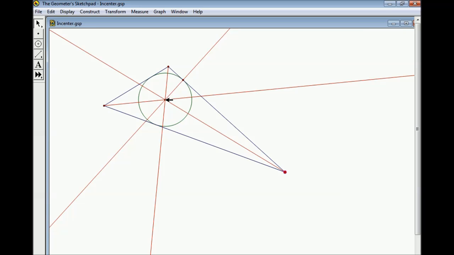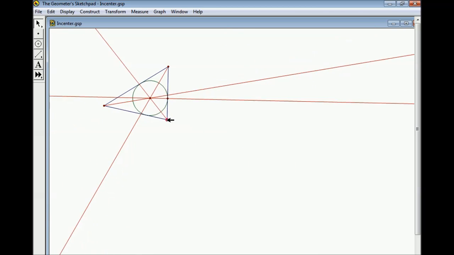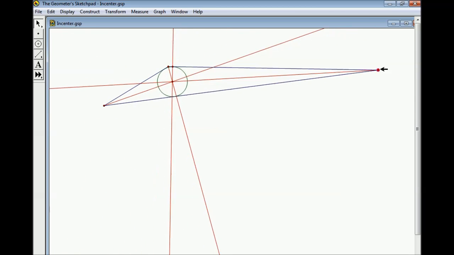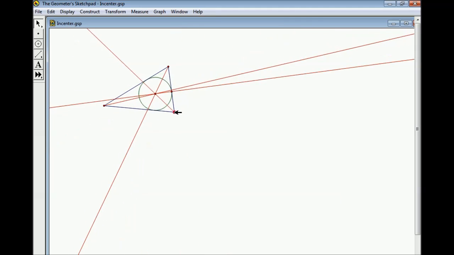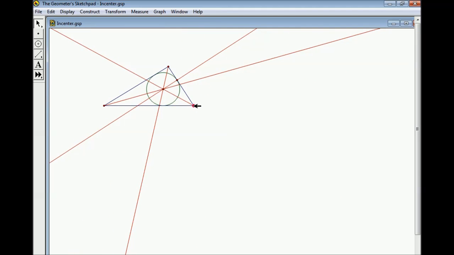So that radius is the same to every side of the triangle, no matter what I would make it look like. I can turn it into an acute triangle, an obtuse triangle, or a right triangle, and that distance from the center to a side remains constant because it's the radius of the circle. Okay, hope this helped with incenter.